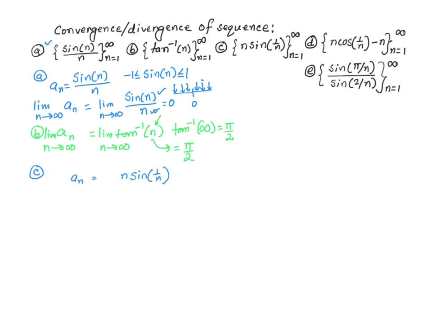The next one is n sine of 1 over n. That's the sequence. N goes from 1 to infinity. So the nth term here is A sub n equal to n sine of 1 over n. I would like to find the limit of this as n approaches infinity. What happens to this? In this problem, you kind of have to rearrange the terms. As it is, it doesn't tell you much.